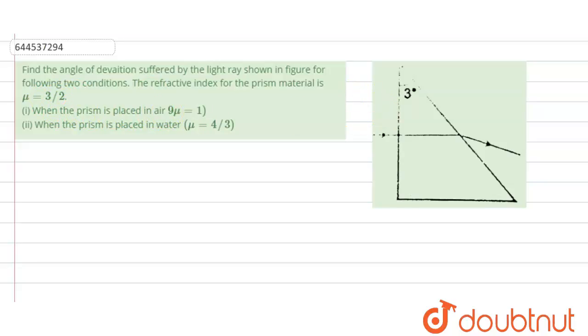Now when it is placed in air, the refractive index of this medium would be equal to 1, and here the refractive index would be equal to what? It is 3 divided by 2.